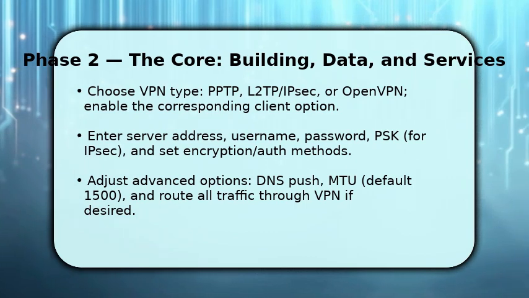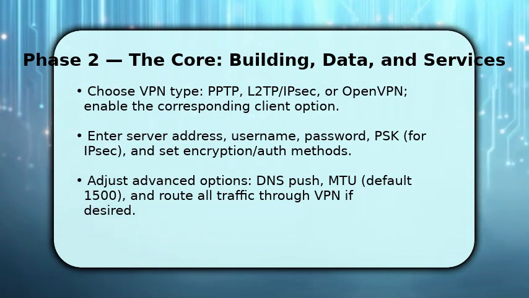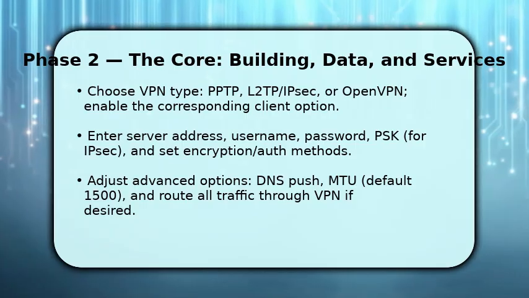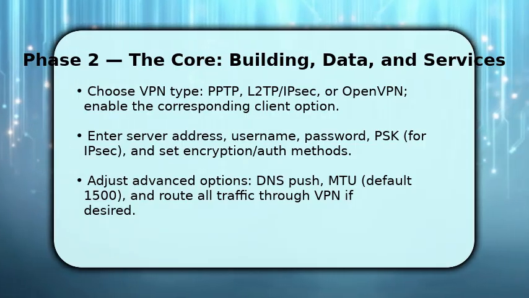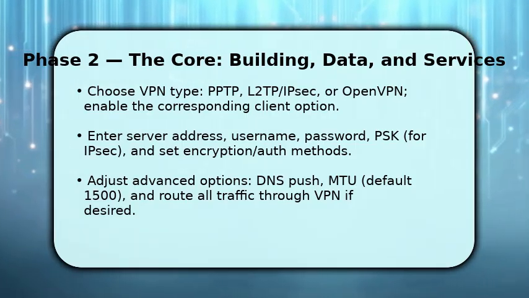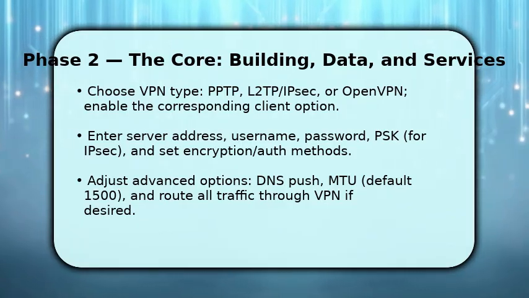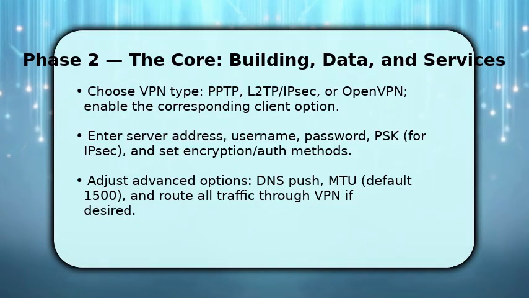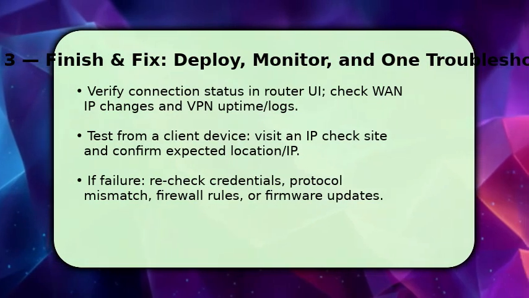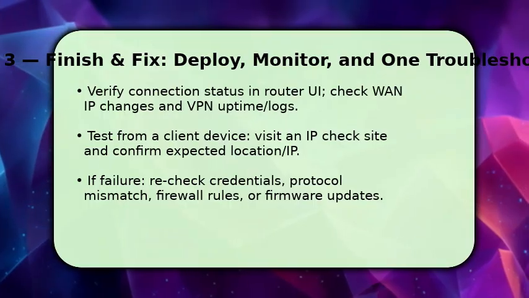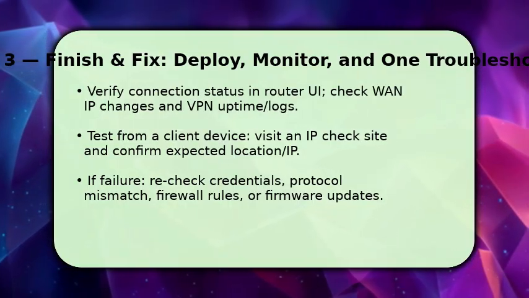Adjust encryption and auth to match the provider, then set DNS, MTU, and routing preferences so traffic flows as intended. Once done, save the profile and apply settings. Allow the router to establish the tunnel before you finish by confirming the tunnel is active and devices route through it. Check the VPN status, WAN IP, and logs in the ZTE UI.